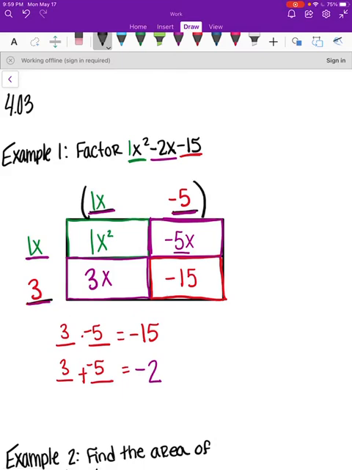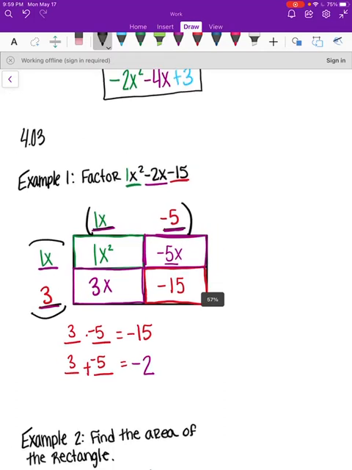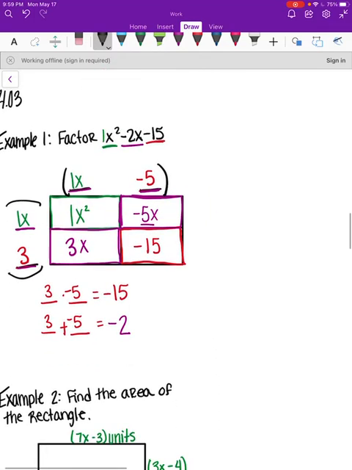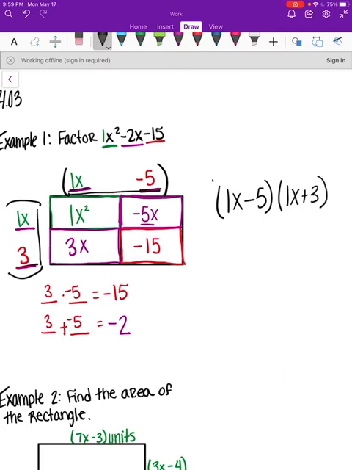And we're going to put it in parentheses on top and then parentheses on the side. So on top, make it a little bit smaller, I have 1x minus 5. I'm getting that from right here. And then on the side, I have 1x, and that's a positive 3. And that is my factored form.